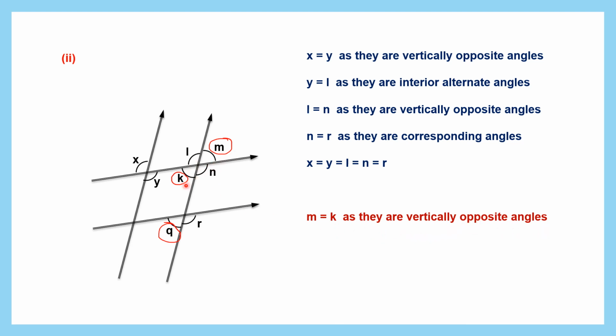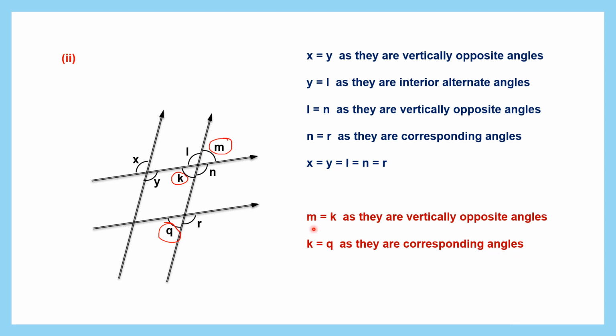Now let's look at K. Is K equal to anything else here? K is not equal to Y. K is not equal to N. K is not equal to L. Okay, so now K and Q will be equal. K is equal to Q because they are corresponding angles, or M is equal to Q because both are outside and they are alternate, so they are exterior alternate angles. So we can write one of those. So K is equal to Q. Can you see? K is equal to Q because they are corresponding angles.